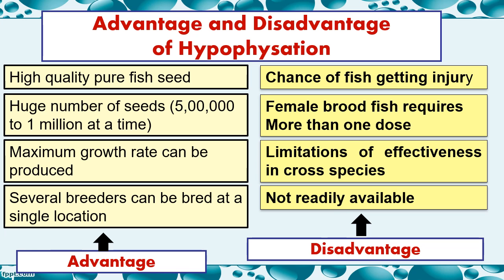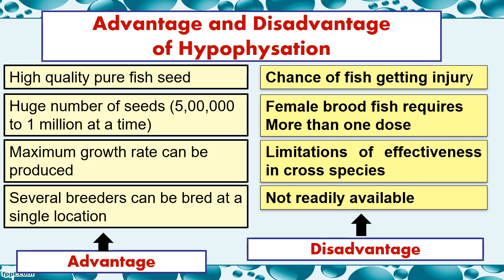Maximum growth rate can be produced by the selective breeding technique while doing the hypophysation. Several breeders can be bred at a single location, and the most important advantage of induced breeding is that the same female fish can be used more than 2 times in a year, which is not possible by natural breeding. In natural breeding, fish breed only once in a year, but in the hypophysation technique, 2 to 3 times in a year.